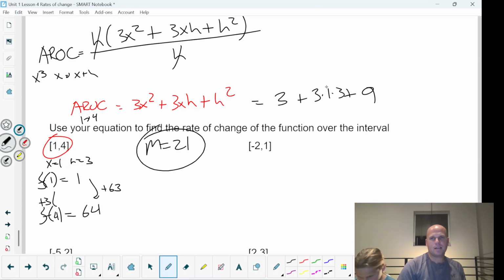So I got 3 plus 9 plus 9. What's 3 plus 9 plus 9? Well, 9 plus 9 is 18. 18 plus 3 is 21. Oh, look at that. It's the same value that I found.